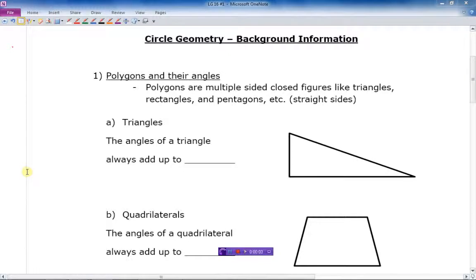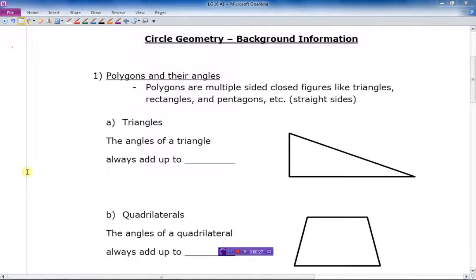Our next topic in this course is circle geometry. In order to be successful, we need to be reminded of some background information we already learned, supposedly learned in grade 6, 7, 8, back there in our early years. So let's just talk a bit about that today, just to make sure we're ready for the rest of it. First of all, we're going to talk about polygons and their angles.